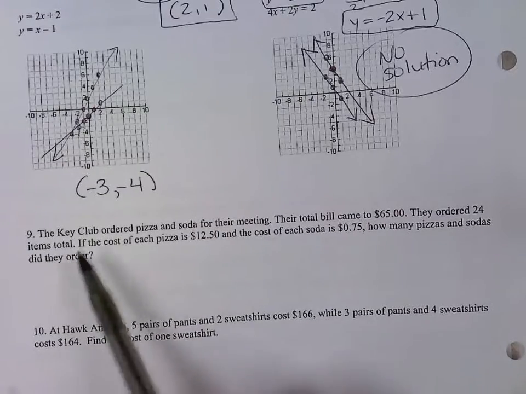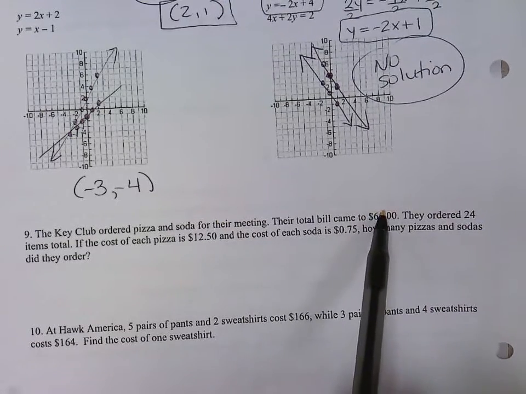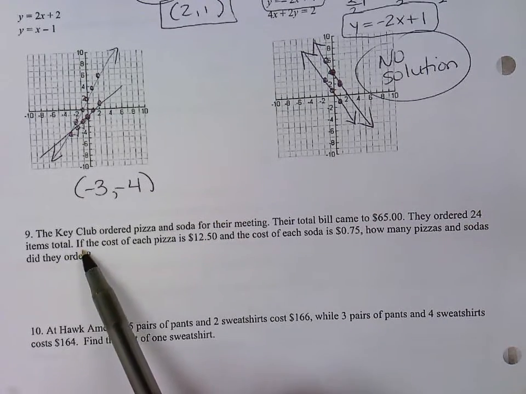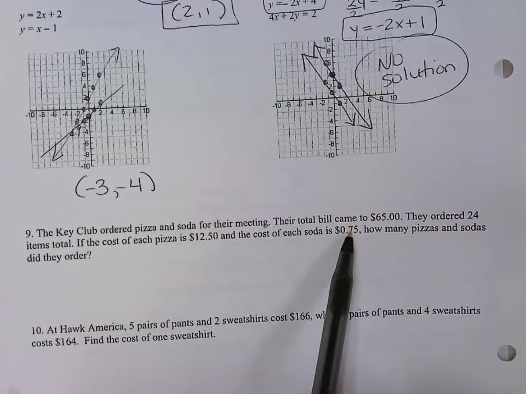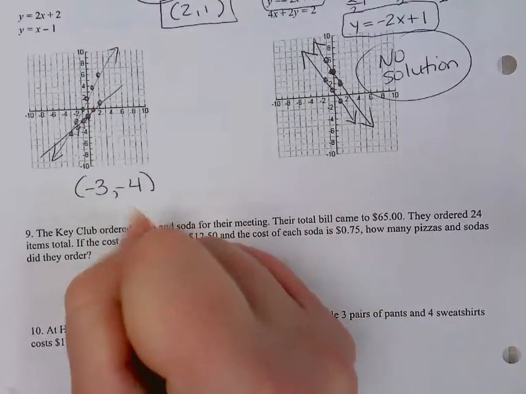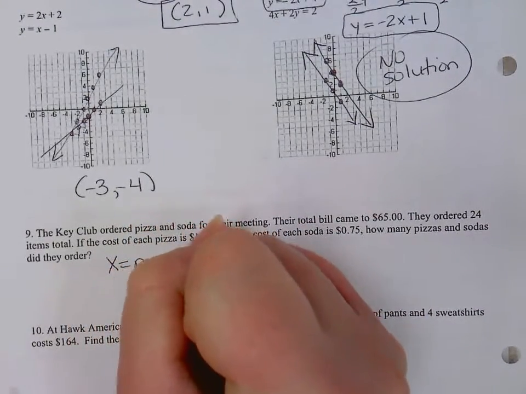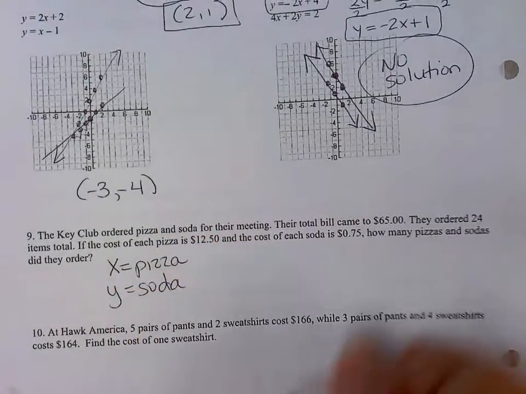So the Key Club ordered pizza and soda for their meeting. Their bill came to $65. They ordered 24 items total. The cost of pizza was $12.50 and the cost of soda was 75 cents. How many pizzas and sodas did they order? You have to define your variables. So I'm going to say X is pizza and Y is soda, just so I can keep track.